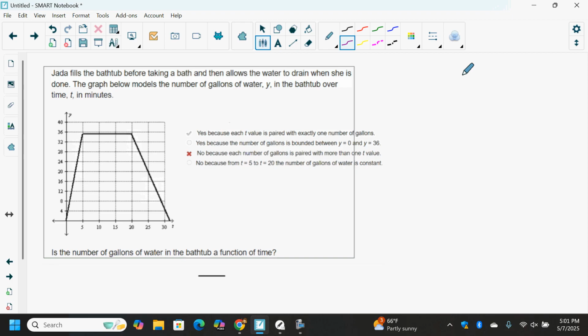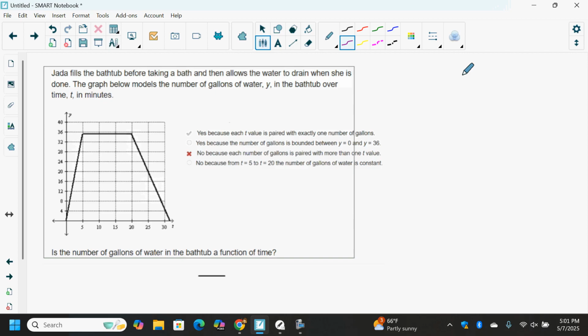Okay, Jada fills the bathtub before taking a bath and then allows the water to drain when she's done. The graph below models the number of gallons of water over time in minutes. Is the number of gallons of water a function of time? Yes, it is, because the definition of a function is that there's exactly one unique output for every unique input, which means that every x value has only one y value.